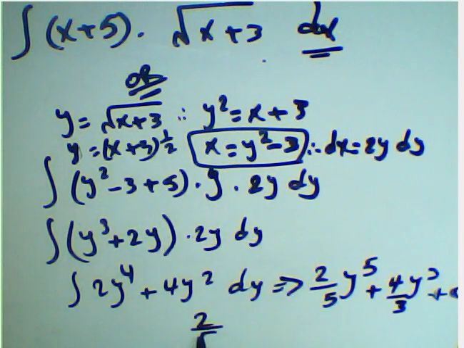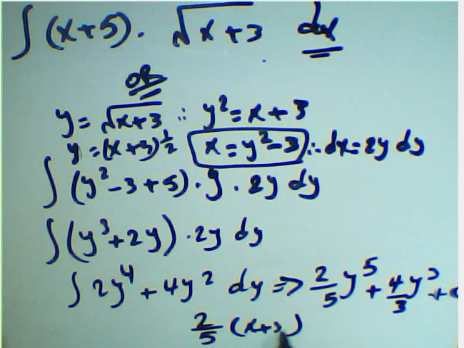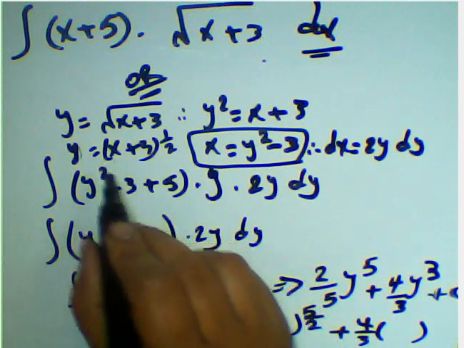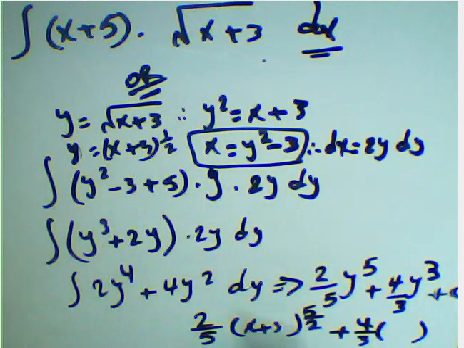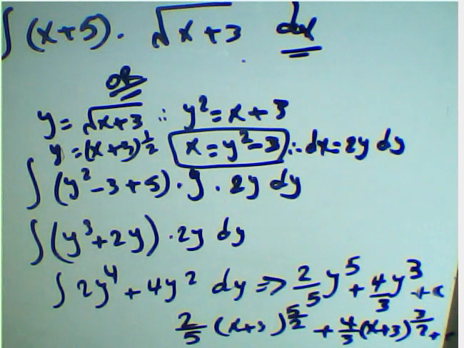The result will be 2 over 5, cancel y and write x plus 3 power half, 5 times half it will be 5 over 2, plus 4 over 3, it's power 3 here, cancel y and write x plus 3 power half, it will be 3 over half plus constant. So you have in this example two methods to find the result as you like.